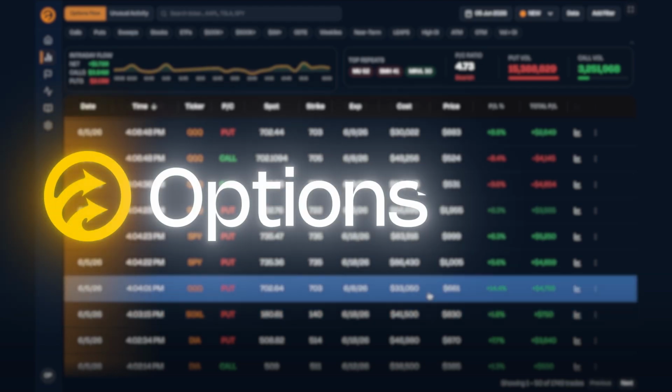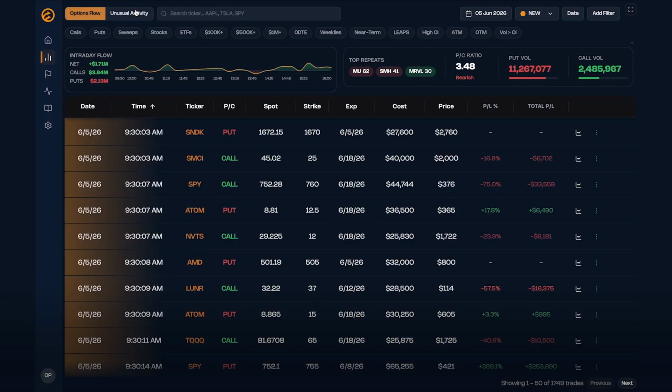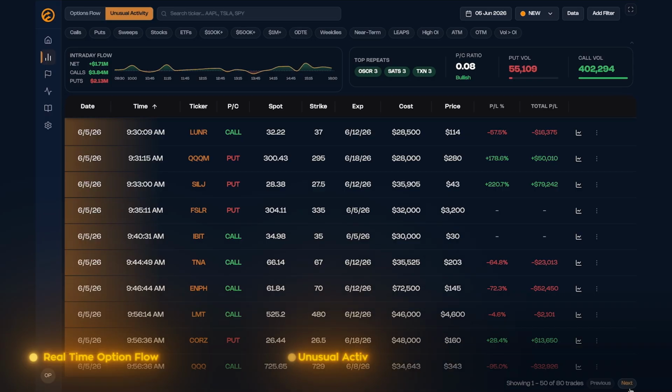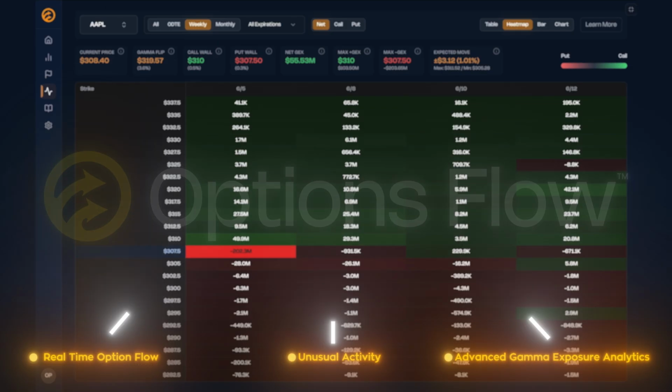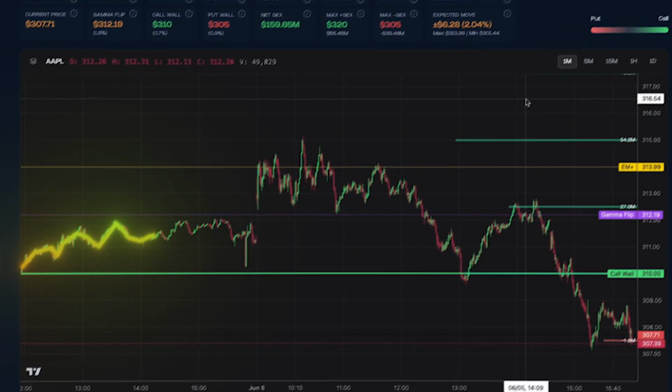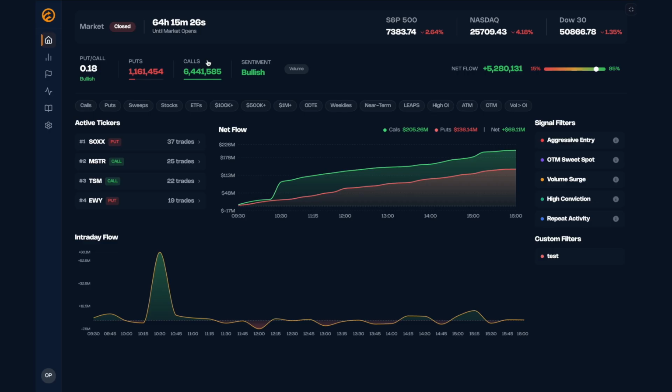Welcome to Options Flow. Our platform combines real-time options flow, unusual activity, and advanced gamma exposure analytics into one dashboard, helping traders see where capital is moving and what levels matter most before entering a trade. And now I will walk you through it.